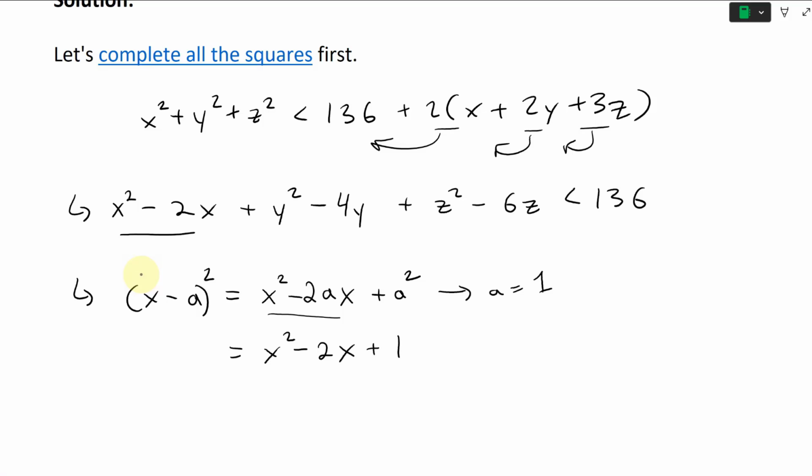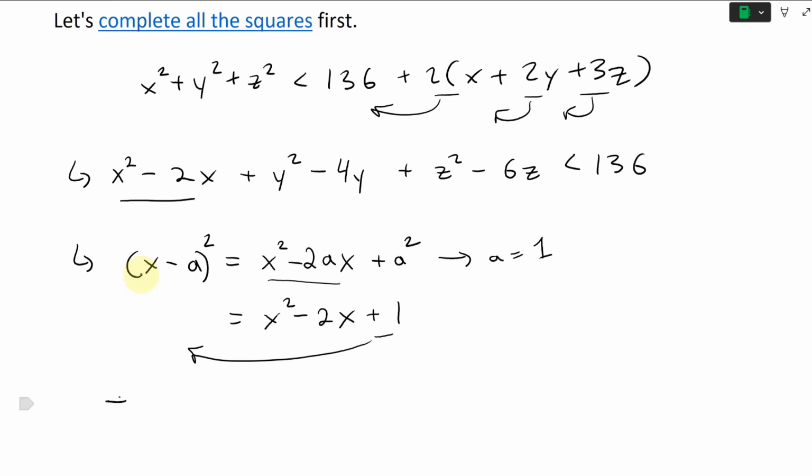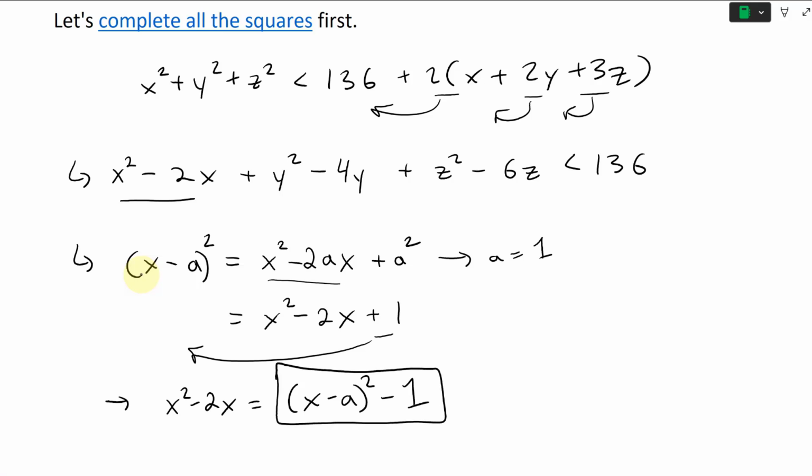So now we can move this over to the other side. And then what we end up having is x squared minus 2x equals x minus a squared minus 1. So that is this part here. So we can replace it with this square. And now we've gotten rid of the linear x term, and we've put it inside the square.